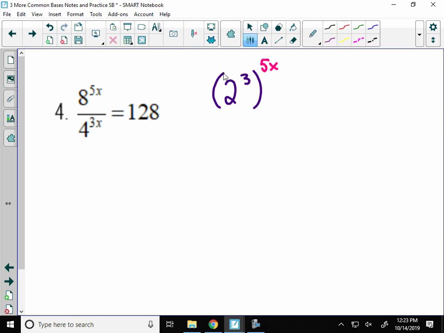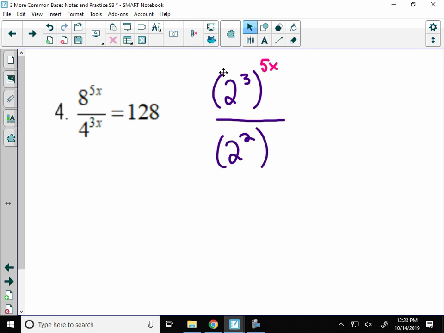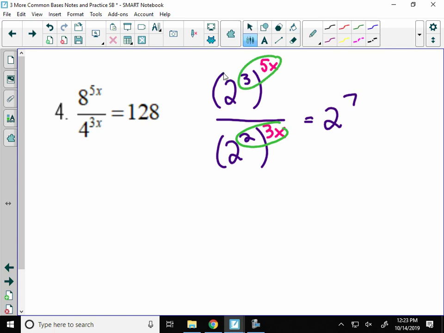Okay, 1/4 is 2 squared to the 3x power. And then 1/128 we just said was 2 to the 7th. Okay. What do I have to do first on this one? Yeah, power to a power. So I have to multiply those exponents together. So you will get 2 to what power? 2 to the 15x over 2 to the 6x equals 2 to the 7th.